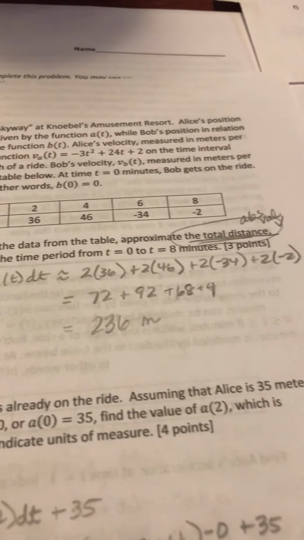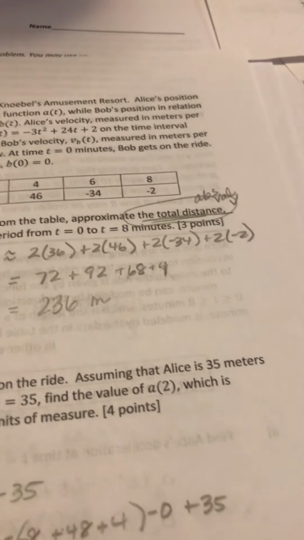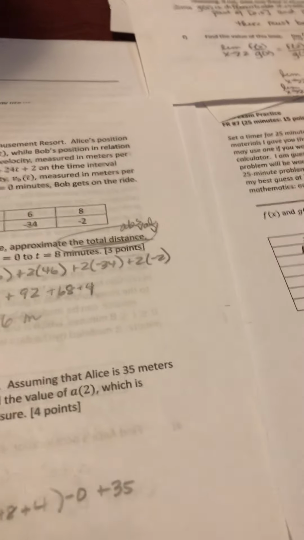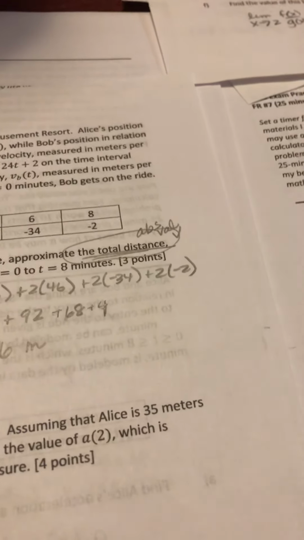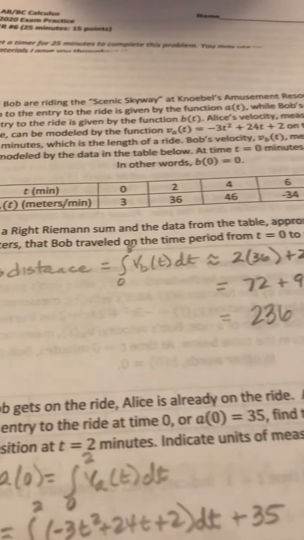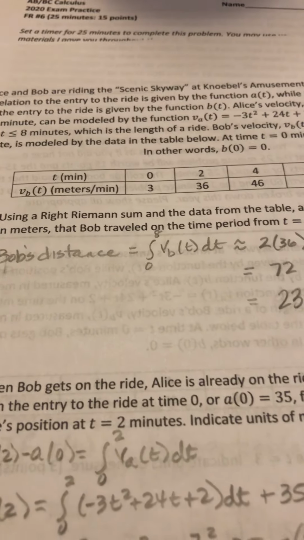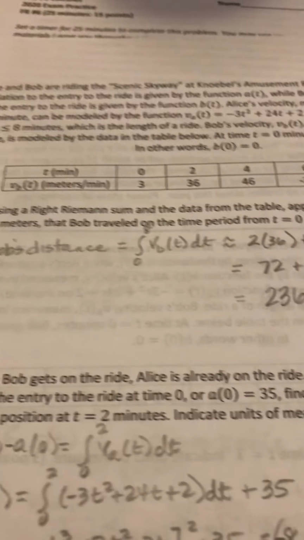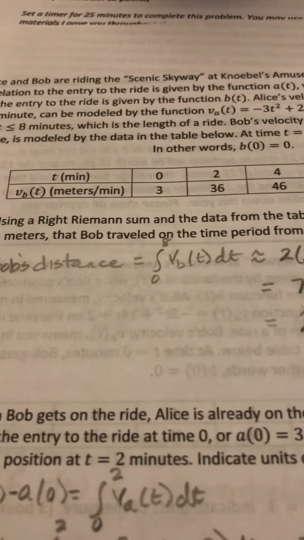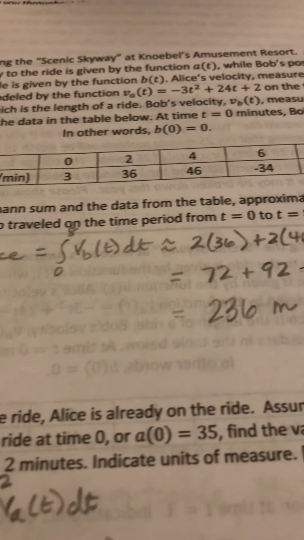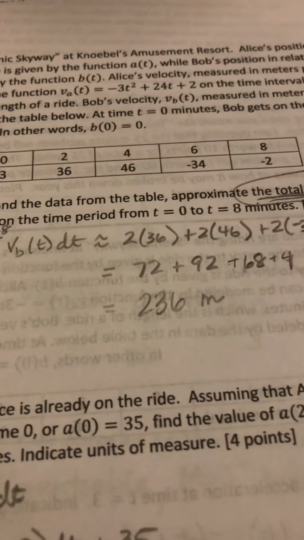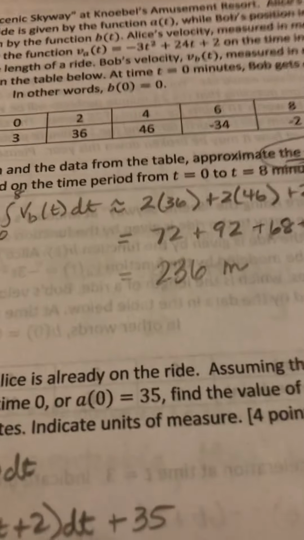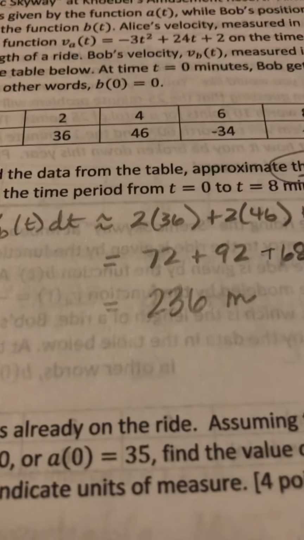Part C, using the right Riemann sum and the data in the table, approximate the total distance. That means we use the absolute value of the velocity. If there are any negative velocities, we make them positive because we don't care about direction. We want the distance that Bob traveled on the time from 0 to 8 using a right Riemann sum. So Bob's distance is the integral from 0 to 8 of vB of t dt, and it's approximately, remember it's an approximation, a right Riemann sum.